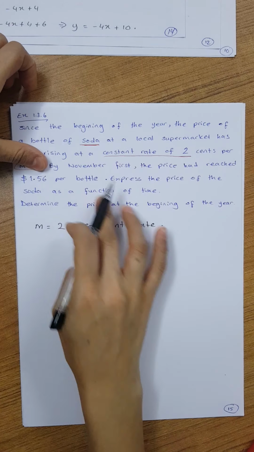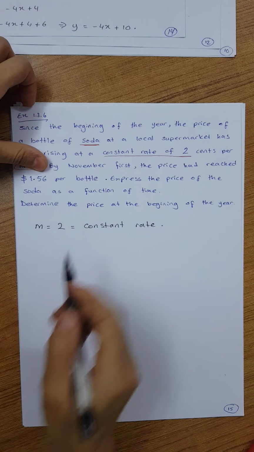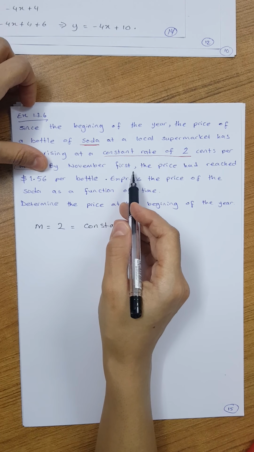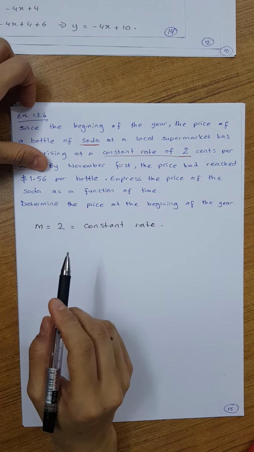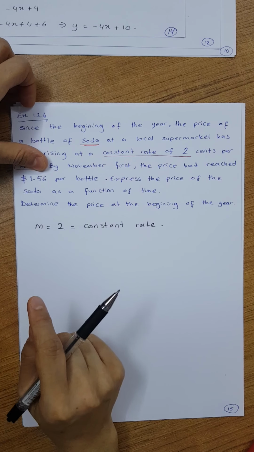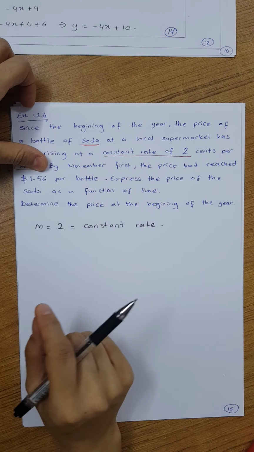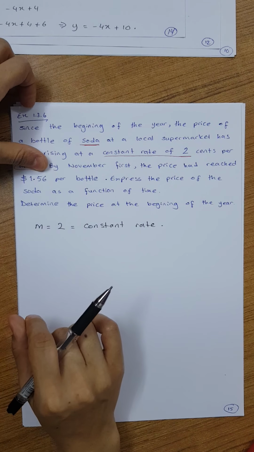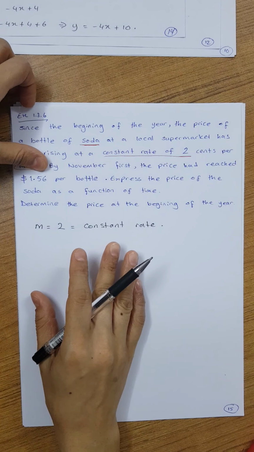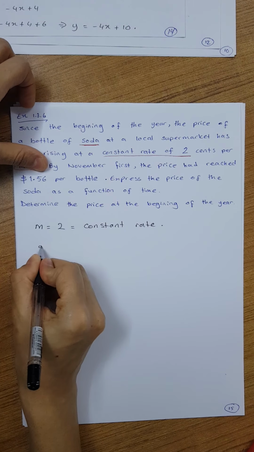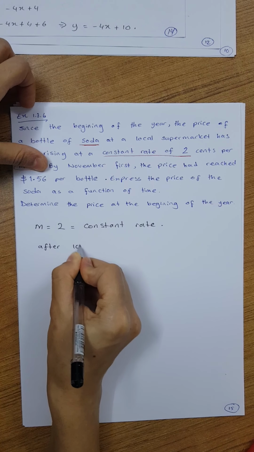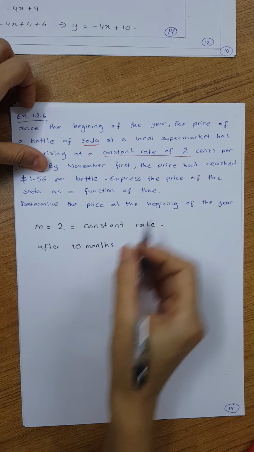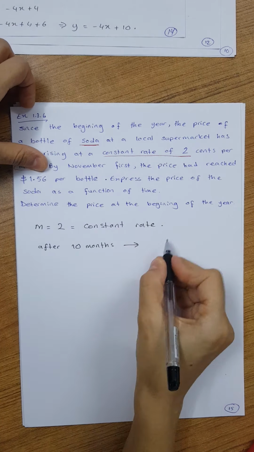Let's analyze that part of the question. By November 1st, how many months have passed? By November 1st, 11 months have not passed. Only 10 months have passed, okay? Because it is November 1st, so it's January, February, March, April, May, June, July, August, September, October. November has not passed yet. So after 10 months, the price has reached what?